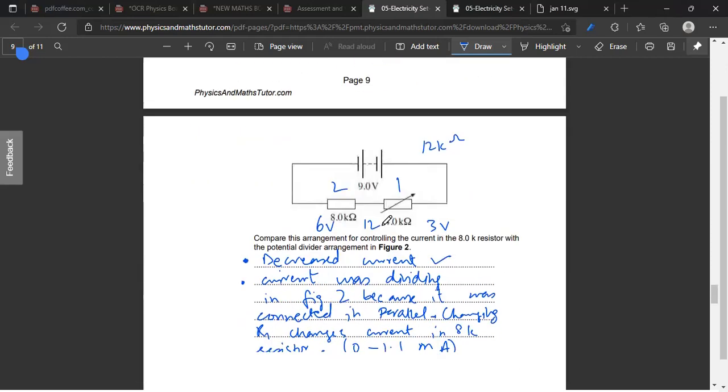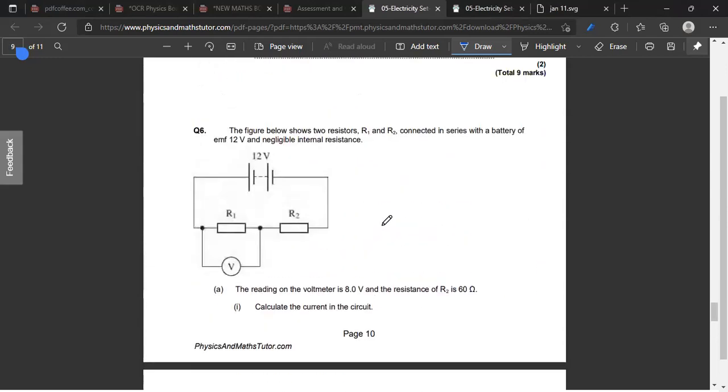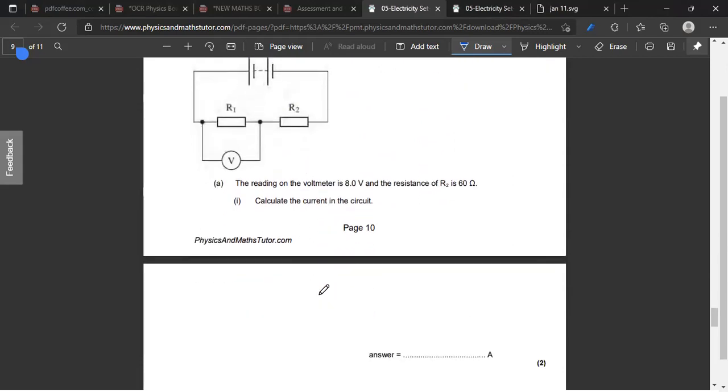Can we do question 6AI? Calculate the current in the circuit. The diagram shows two resistors in series with negligible internal resistance. So the total effective resistance is 8 plus 60, so 68. But isn't 8 the voltage, not the resistance? Sorry.